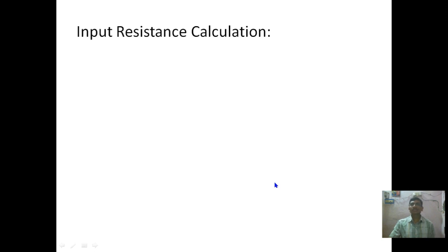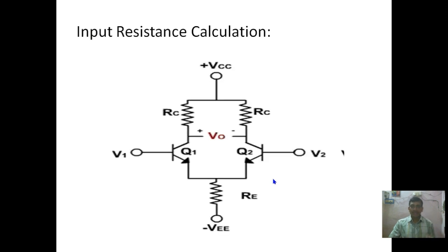Okay, next we are going to calculate the input resistance of our differential amplifier. In order to know the input resistance, we have to consider some points. If we are calculating the input resistance of this side, the other voltage should be grounded.